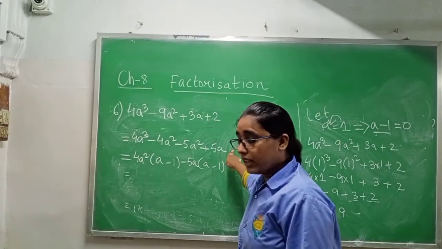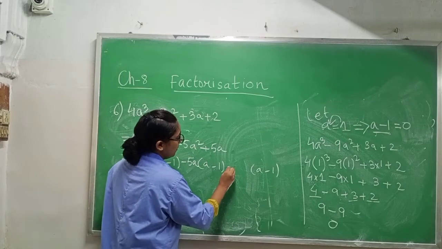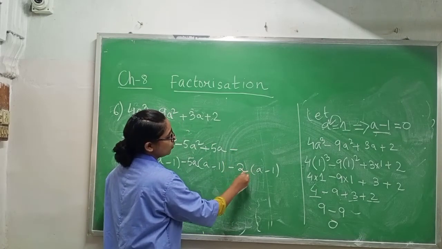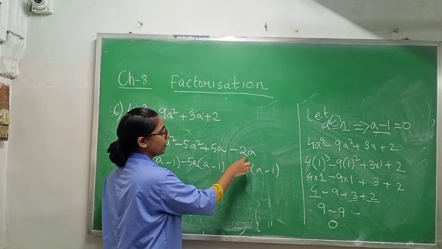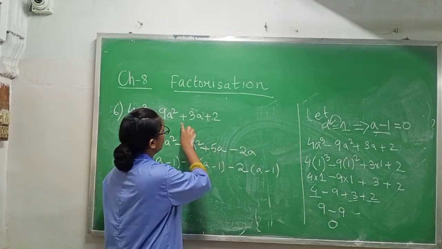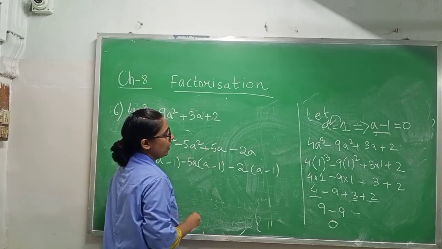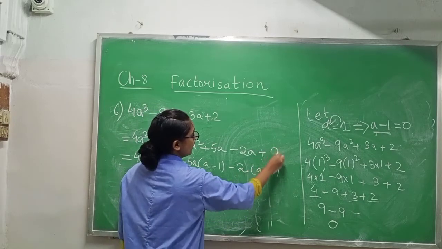So after that what I will do? I will try to make it plus 3a. How? Minus 2. See, minus plus minus 2 into a, 2a. Now see, plus minus minus 5a minus 2a, 3a, but we will get plus 3a. Why? Because 5 is greater and with 5 we have plus sign. Minus minus plus 2 into 1.